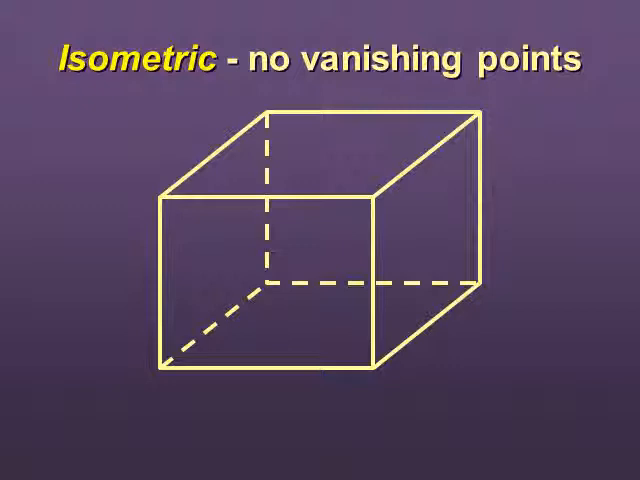Now there are also pictures we can draw that have no vanishing points. See, if I have 3 sets of parallel lines and all 3 sets are still parallel, this is where the horizon is actually equal or even with the figure itself, and it's called an isometric.